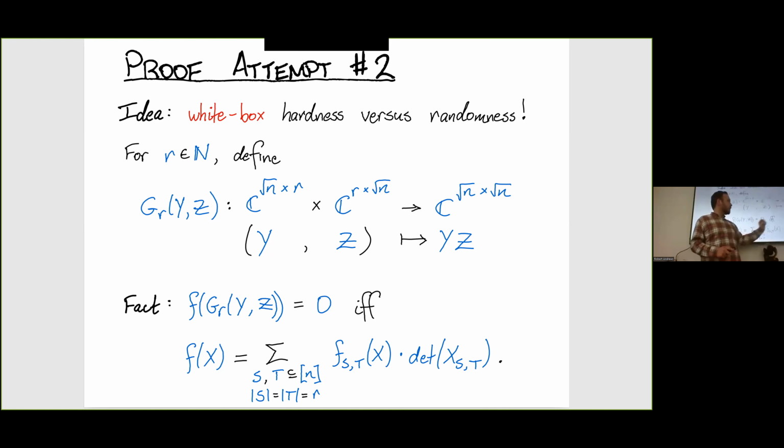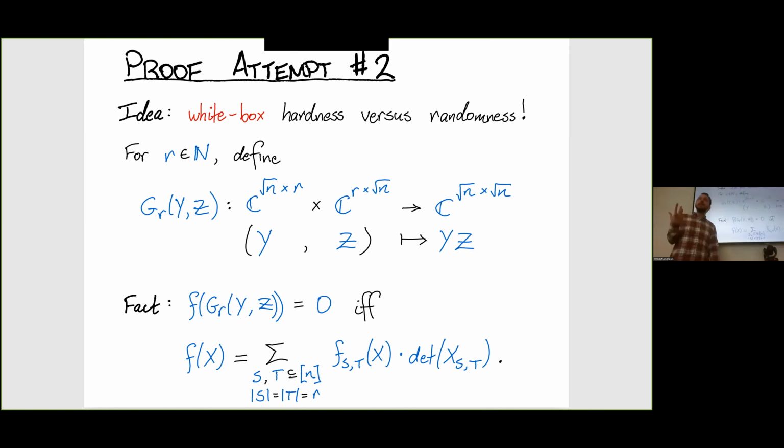Now, what's the s comma t entry of this sum? I take this matrix X of variables, I look at the rows indexed by s and the columns indexed by t, and I take the determinant of that submatrix, and then I multiply it by some other polynomial. This could be some arbitrary polynomial, but I just know that this entire sum is not going to be 0. So I know something about the polynomials that fail on this generator. I know exactly what they look like. There's a large number of them.